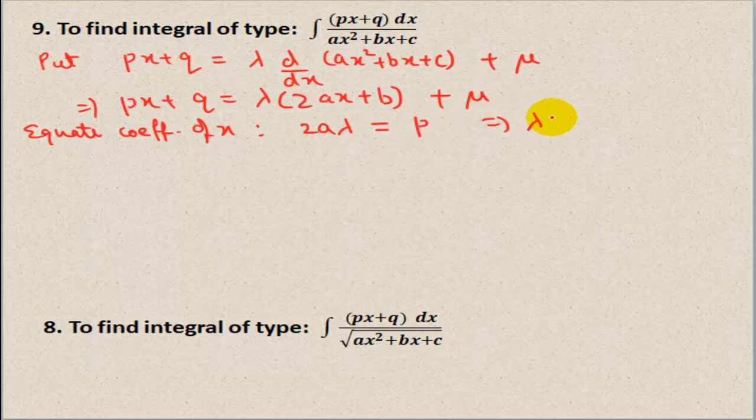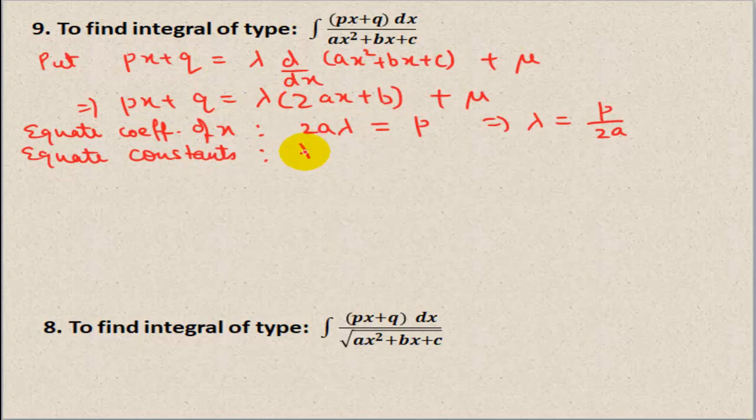This means lambda should be p over twice of a. Okay, so the value of lambda can be obtained. In the same way, if I equate the constants on both the sides, see, on the right side, one of the constant will be lambda times b. Another is mu, lambda times b plus mu. And on the right side, it is q. So because lambda is known to us, we can put the value here and mu can be evaluated.